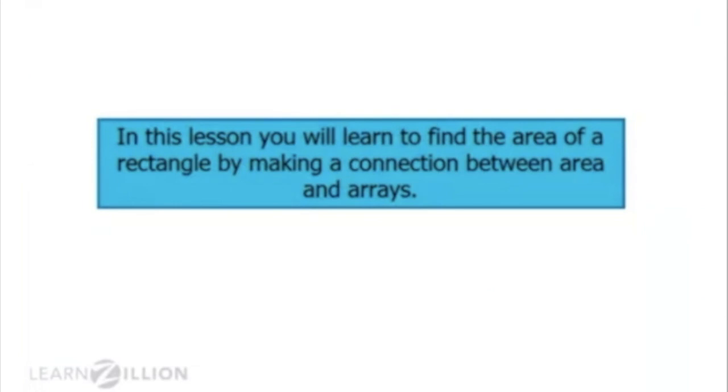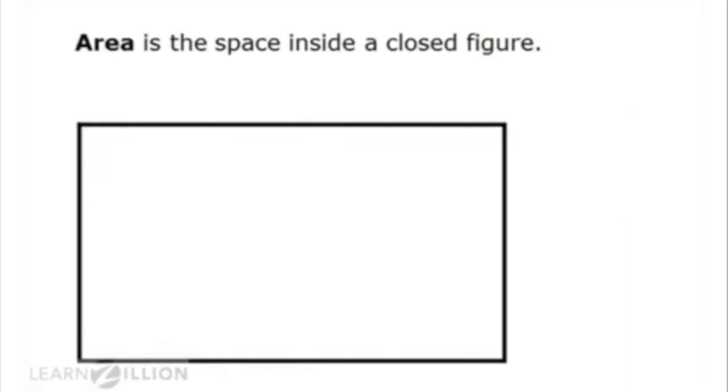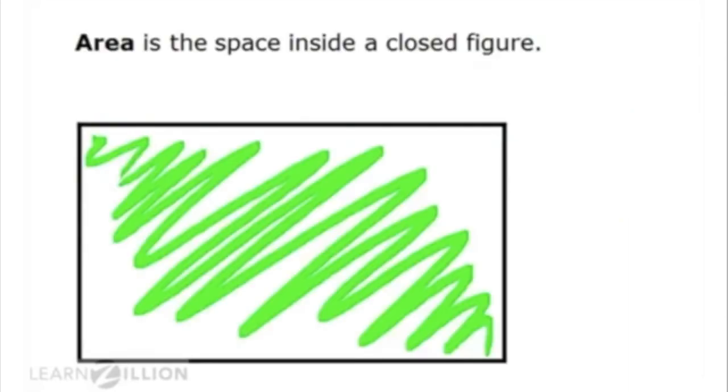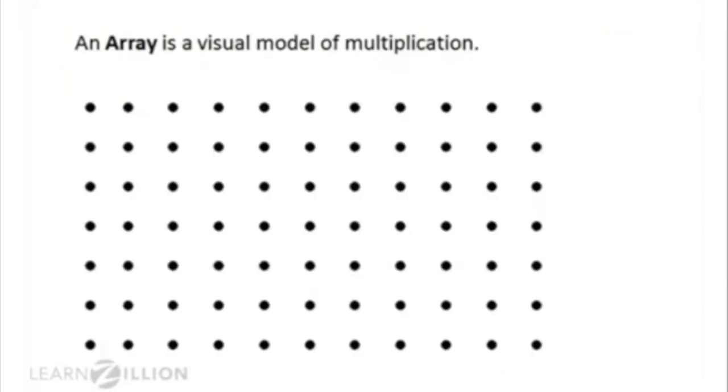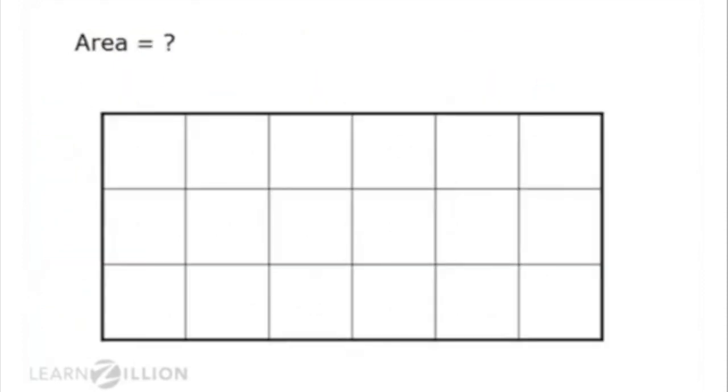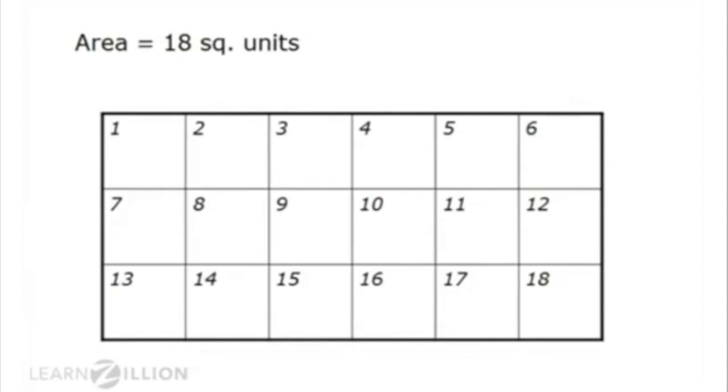In this lesson, you will learn to find the area of a rectangle by making a connection between area and arrays. You know that area is the space inside a closed shape. We find the area of a shape by counting the square units that fit inside it. You also know that an array is a way to visually represent a multiplication expression. One factor is the number of rows, and the other factor is the number of dots or marks in a row. You can see in this rectangle that 18 unit squares fit inside it. Therefore, it has an area of 18 square units.